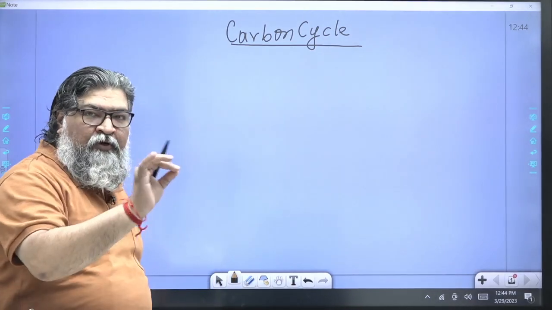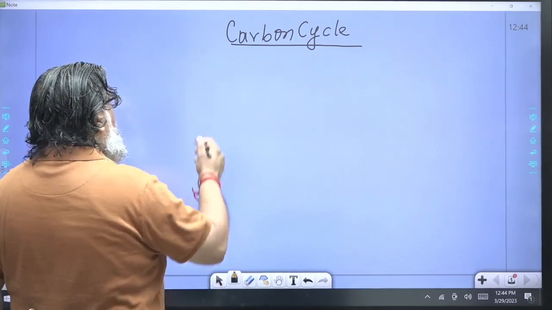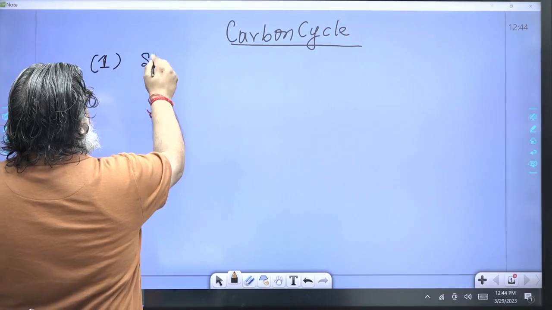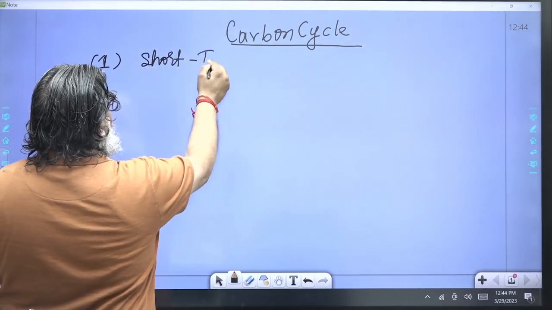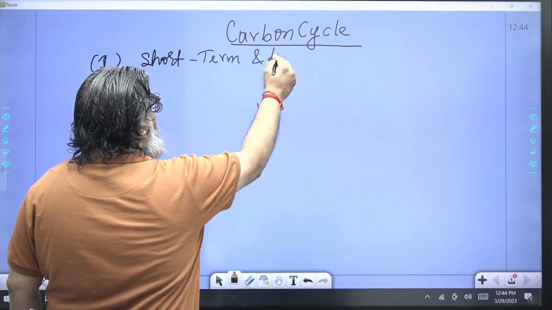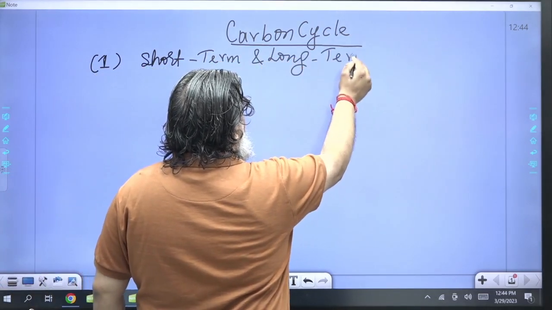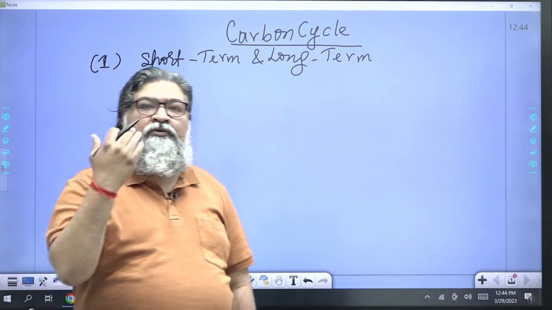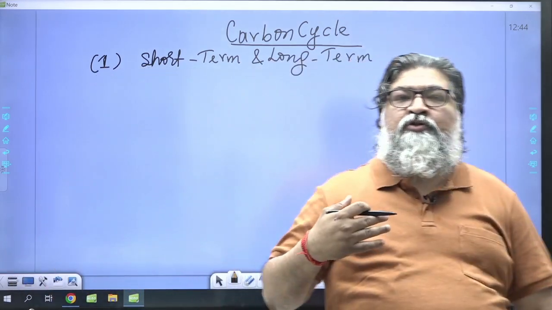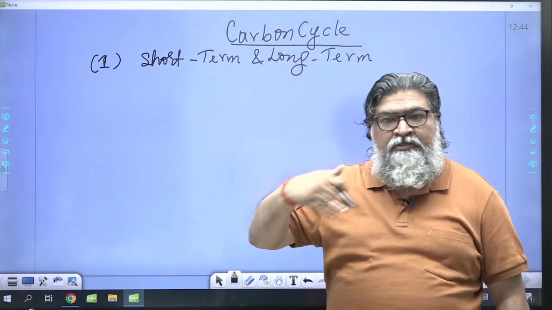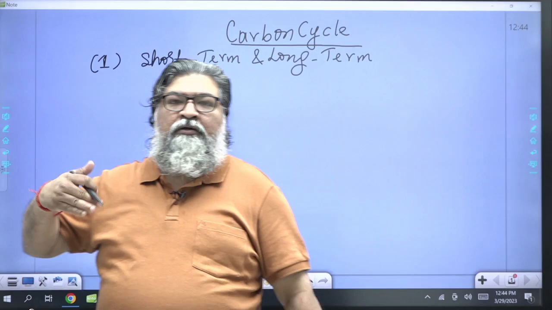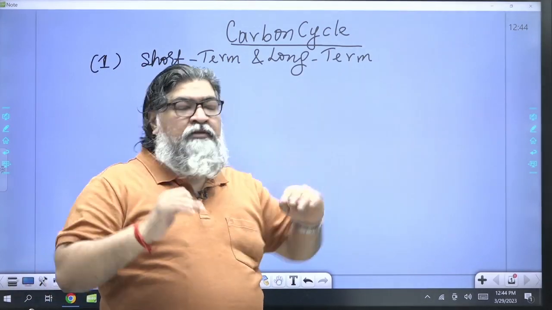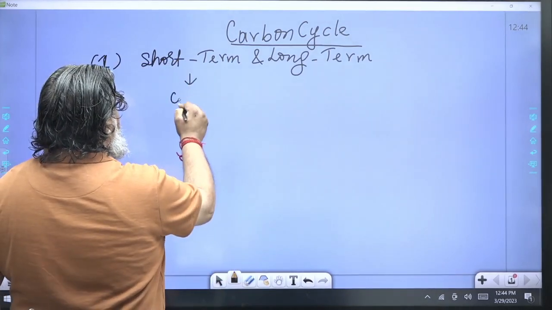Let's first understand the key points, then we'll connect with the other areas. The first point is that it has two phases, short term and long term. Whenever we look into the carbon cycle, we can divide it into two phases. Short term is continuous, happening continuously. Long term takes hundreds of thousands of years.